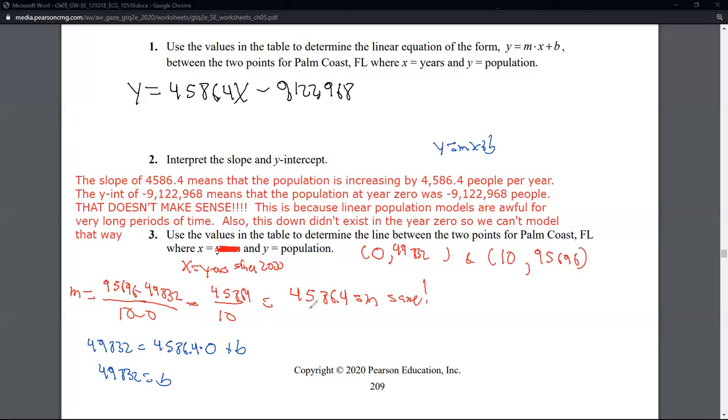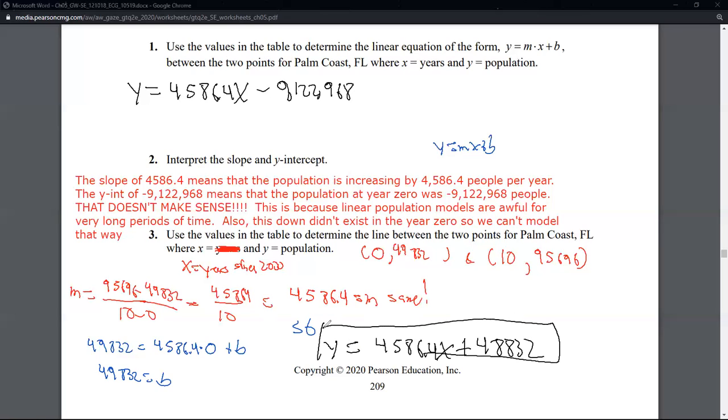So this is the initial amount. So our model is y equals 4586.4x, so there's the variable amount, plus 49832, there's your initial amount. Oops, let's try that again.